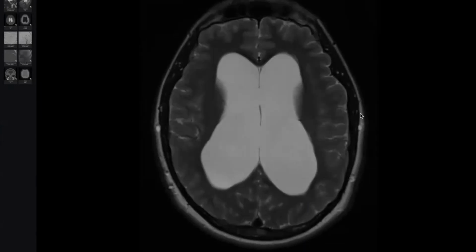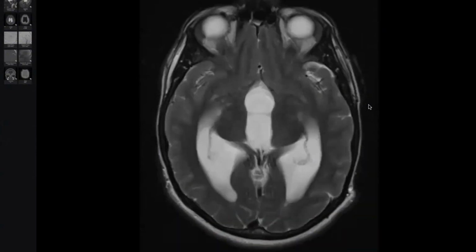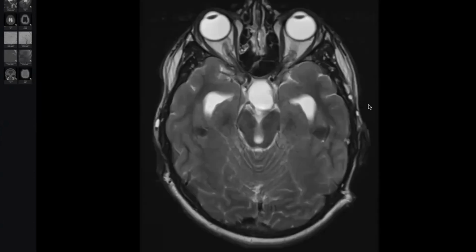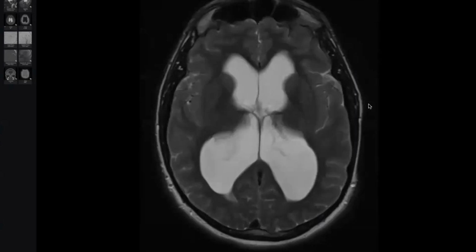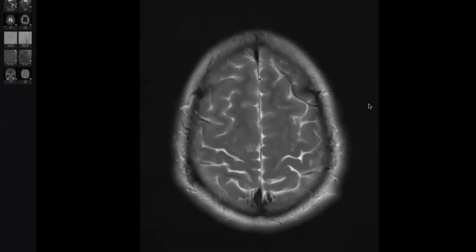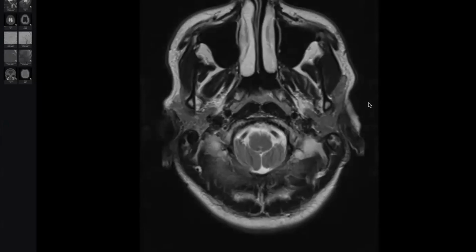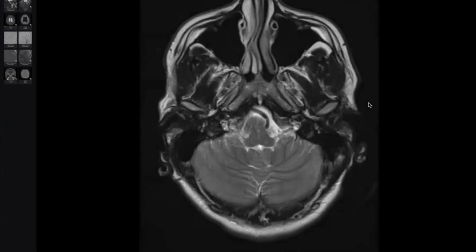I am provided with the T2 axial images of MRI brain showing moderate dilatation of bilateral lateral ventricles as well as the third ventricle. The fourth ventricle is not significantly dilated.